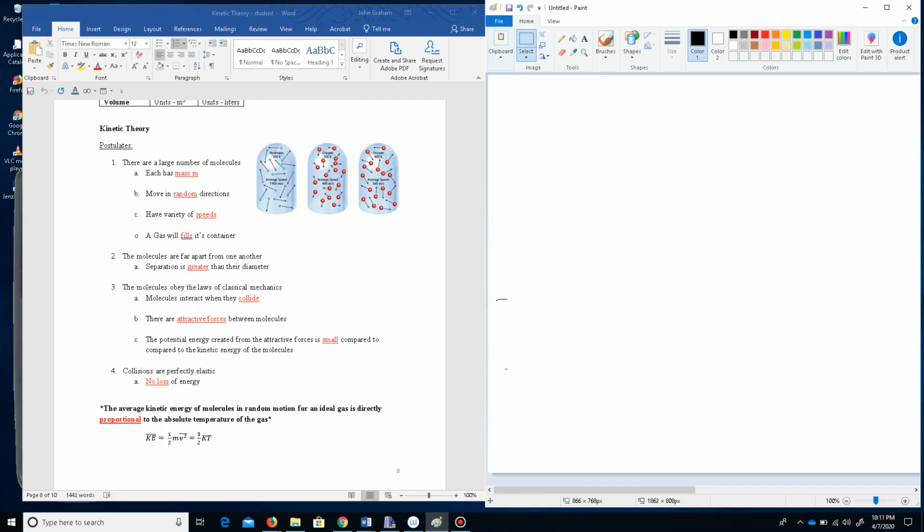Alright, so the collisions are perfectly elastic, which means no loss of energy. So as they collide with each other, they bounce around, and there's no heat transfer between one and the other.